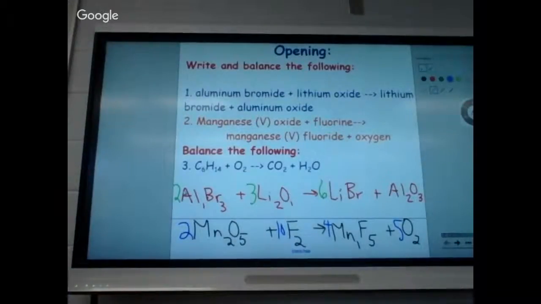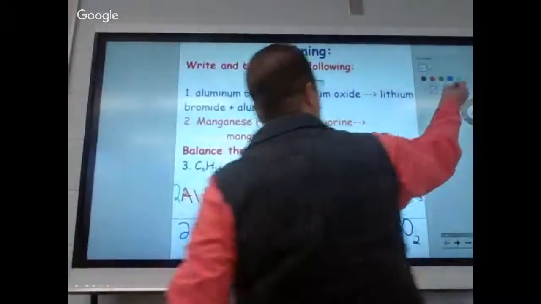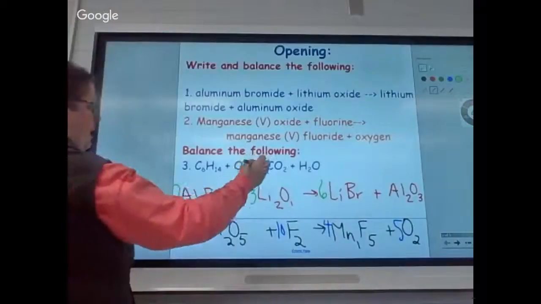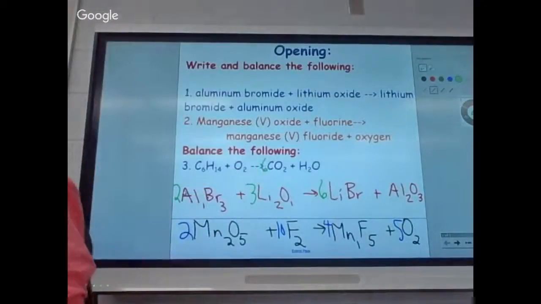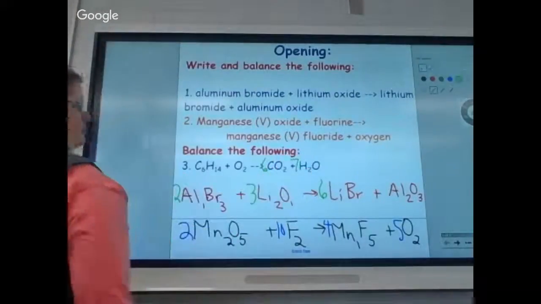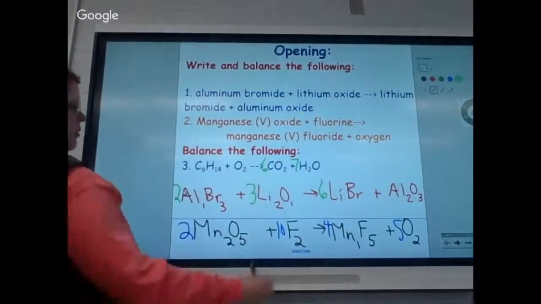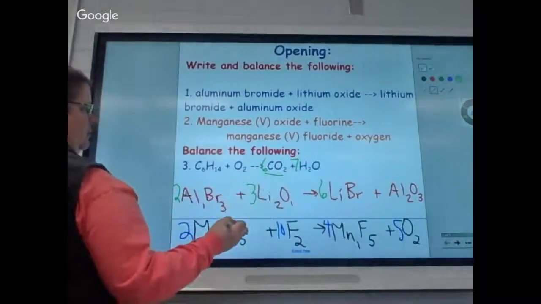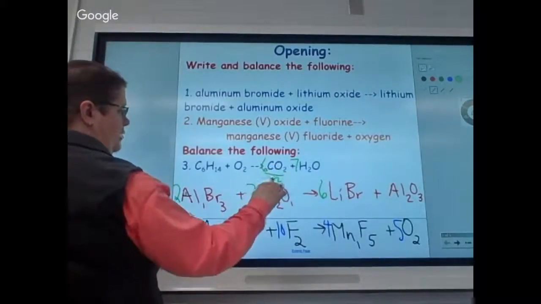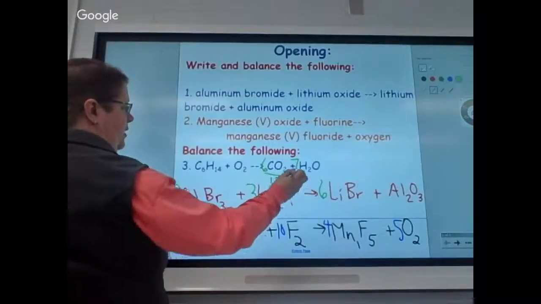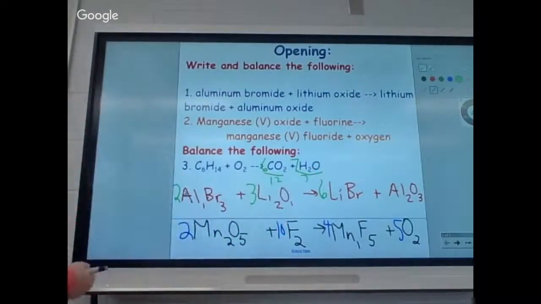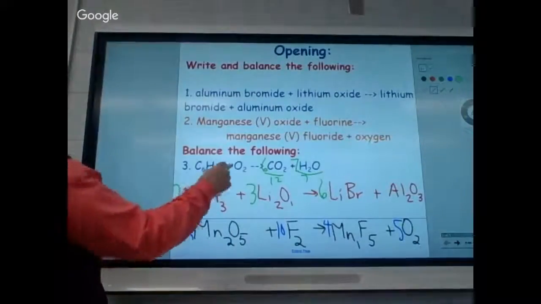6. So how do we get 6 C's on the other side? Put a 6, okay. So how many H's do we have? 14. So we're going to put a 7. So how many O's do we wind up with here? There's 12 there. And how many are there? So what's 12 plus 7? 19. So can I get 19 here?